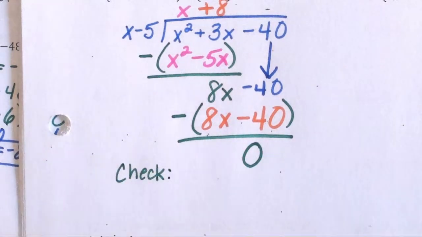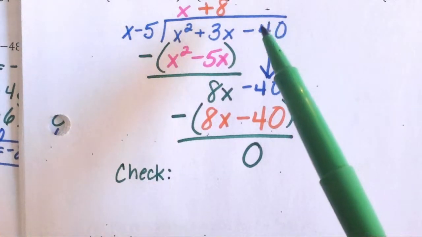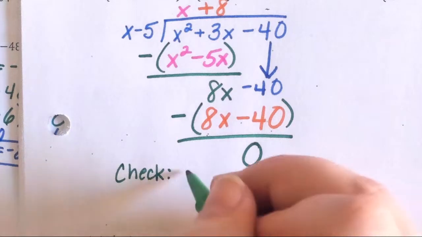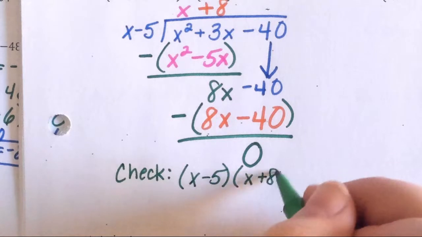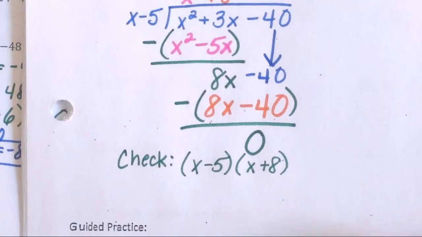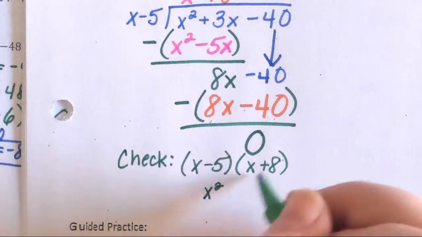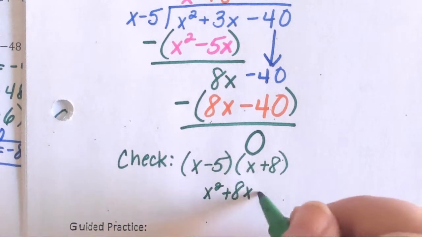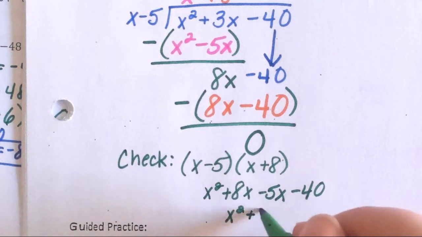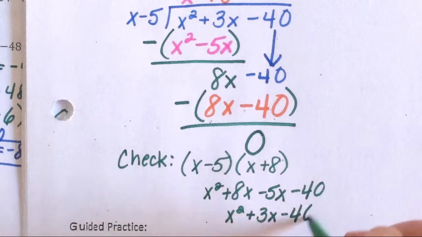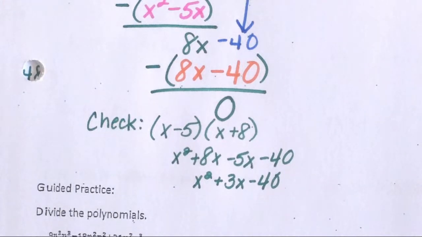So if we checked, we thought when we divided x minus 5 into x squared plus 3x minus 40, we thought we would get x plus 8. So we could check it by multiplying. Is x minus 5 times x plus 8, if we FOIL that out, do we really get x squared plus 3x minus 40? Let's see, x squared plus 8x minus 5x minus 40. I combine my like terms. Yep, I really do end up getting x squared plus 3x minus 40. So this problem works out that way, and you and I could check it with FOILing.